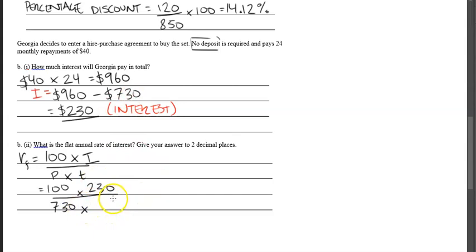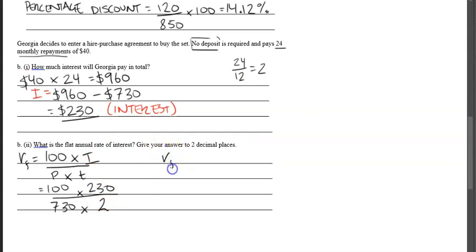And we're just going to times this by the time frame. And remember, we've got to give this time frame in years. It doesn't specifically say how many years there are, but we know this is 24 monthly repayments. So if there are 24 months, and we divide this by how many months there are within a year, this ends up being 2 years. So we're just using 2 for the year amount.